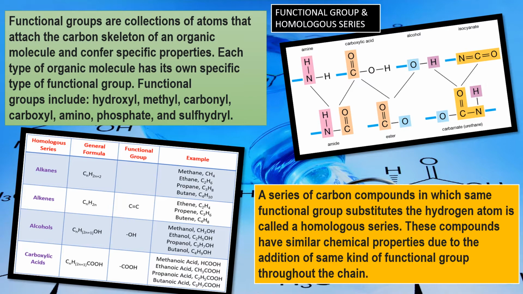Carboxylic acid, general formula CnH2n+1COOH. Functional group COOH. Methanoic acid or formic acid, you can say rather, HCOOH. Ethanoic acid or acetic acid or vinegar, CH3COOH. Propanoic acid, C2H5COOH. Butanoic acid, C3H7COOH, like this.